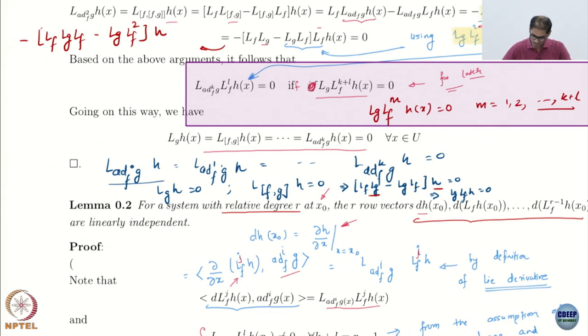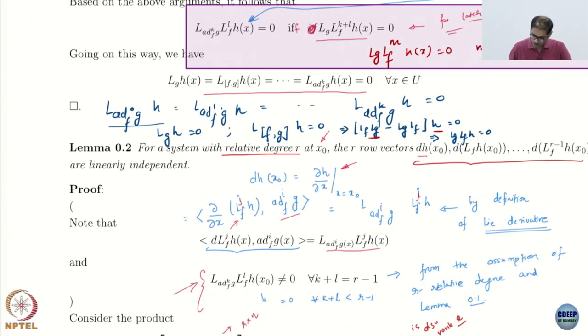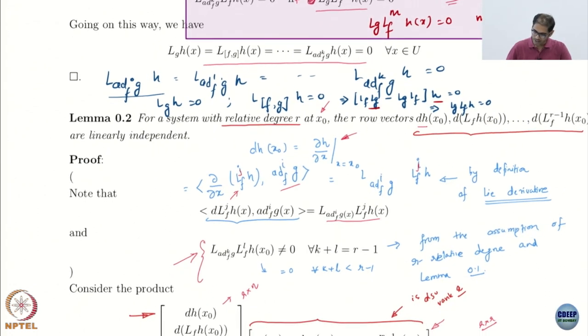You can actually start talking about independence of these vectors. Okay, what are these vectors? This is just the Jacobian corresponding to these new coordinates, that is, the new coordinates are h, L_f h, all the way to L_f^(r-1) h. If you take the d, which is just the partial, you get a Jacobian structure. Because dh is a row vector, dL_f h is a row vector, so you essentially get a Jacobian.